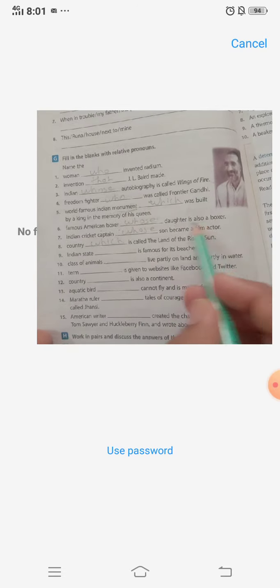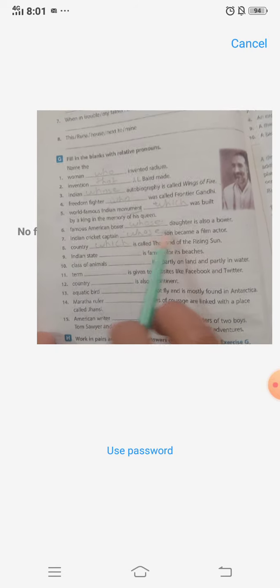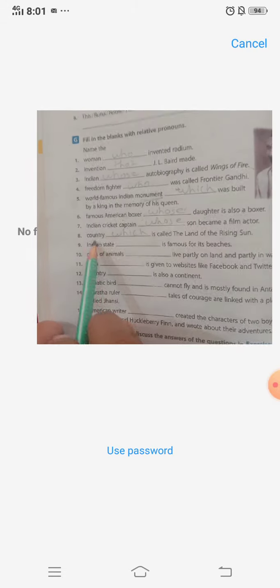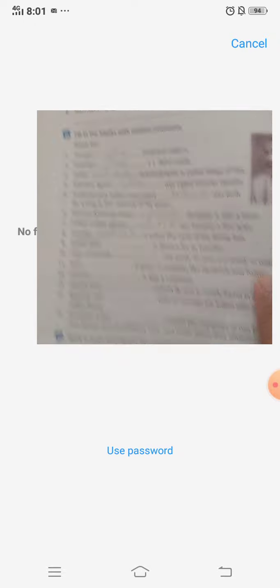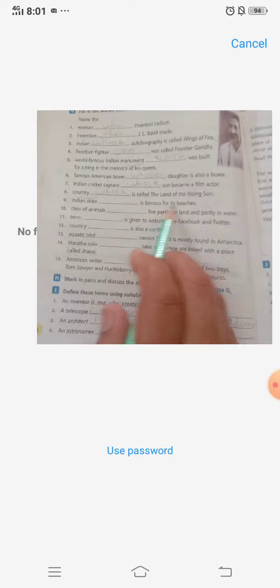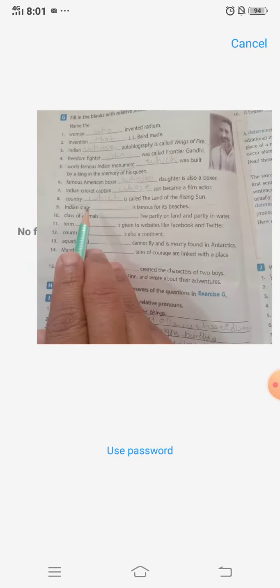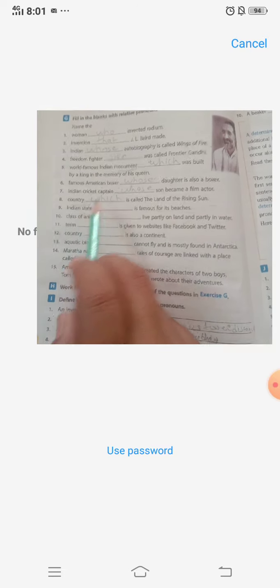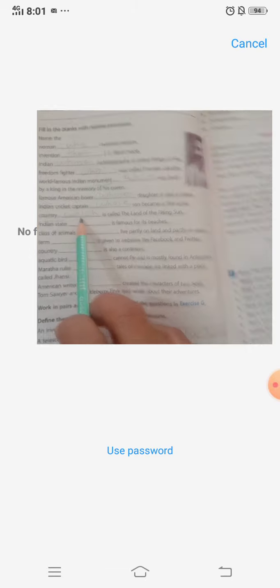Now here possession is given: whose daughter is also a boxer. Indian cricket captain whose son became a film actor. Country which is called the land of the rising sun. So in this way, try to choose. See the noun before, and which word the next clause is giving information about. Think whether it is a place, a thing, or a noun for people, a person, and choose the relative pronoun accordingly and fill it in. Try it yourself and cross check with the answer key.